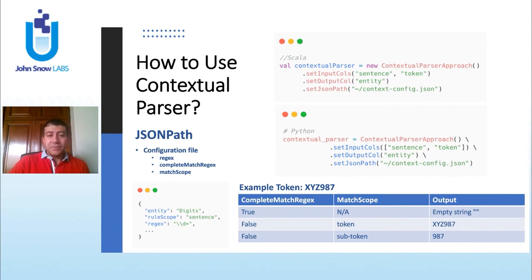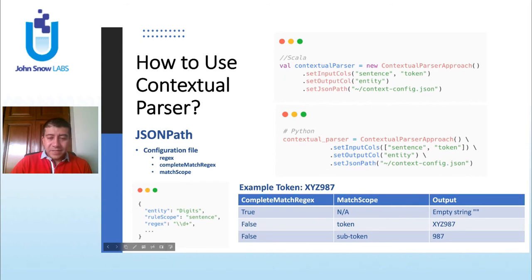To make it clear how complete match regex and match scope work, let's take a look at this example here. So as you can see here, we define our regular expression to match only digits, and we have a token, right? That has alphanumeric values. As you can see, when complete match regex is true, there is no output. And we don't need to use match scope because it ignores this value when complete match regex is set to true. If the token is a numeric one, then we will have an output, which will be, for example, let's say that if the token is only 987, then the output will be 987.